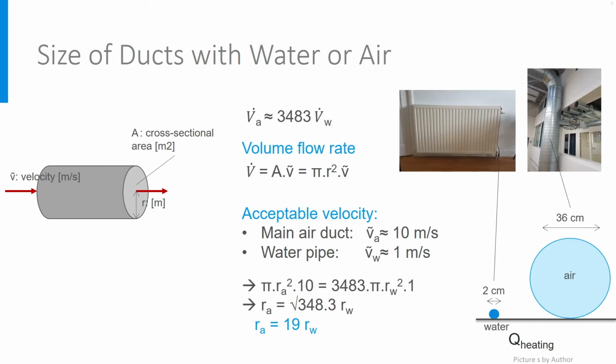In general, the water pipe leading from the boiler to the radiator has a diameter of about 2.5 centimeters. To transport the same quantity of heat with air, a pipe of diameter 36 centimeters is needed, which would look like this air pipe on the figure.